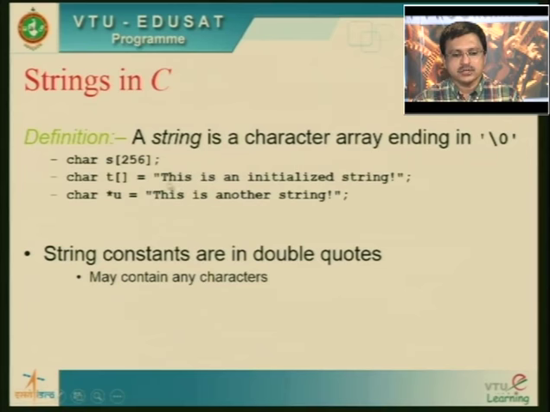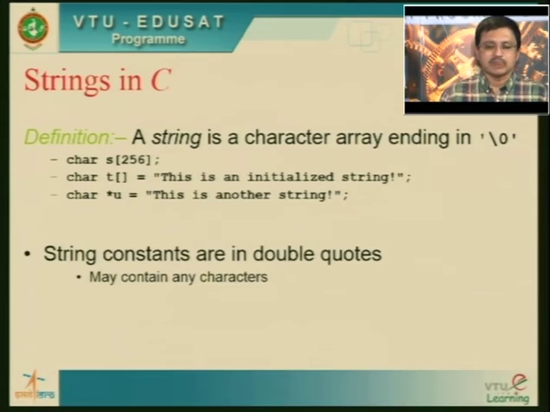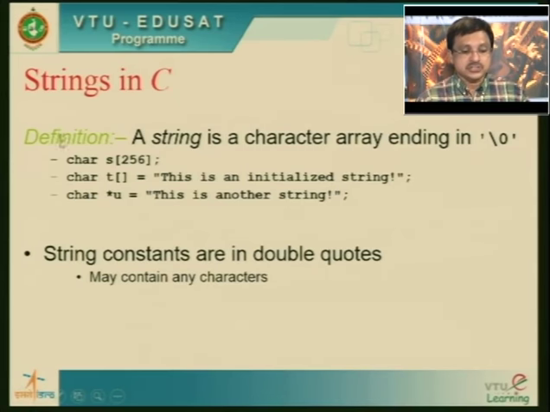Then you have character t, but with an assignment here. You do not write a \0 explicitly, because the moment you put the double quotes, the \0 is automatically inserted by the compiler. And this is the third way, or probably the new way, of assigning a string to a variable. Here u is a pointer to character data type, and this is another string. Again the \0 is inserted automatically by the compiler. So, these are three different ways of declaring space for storing a string.